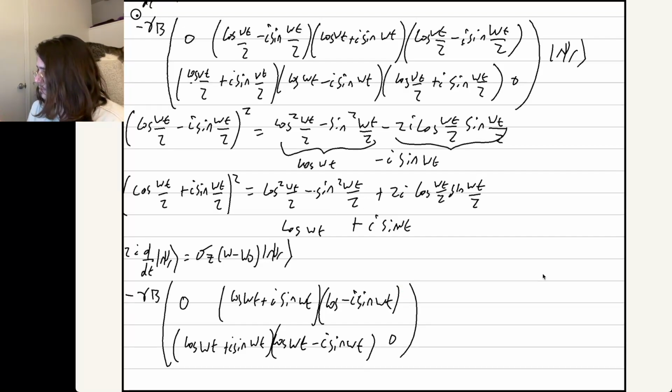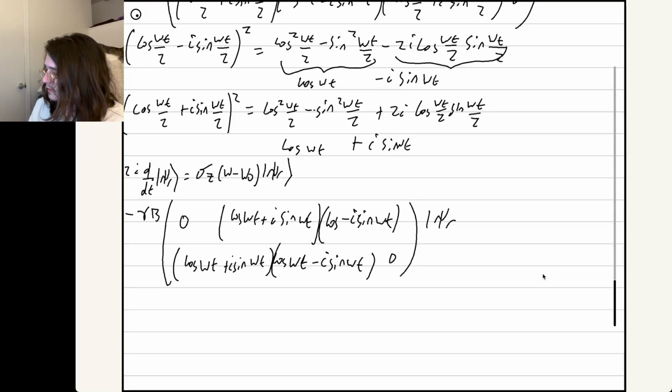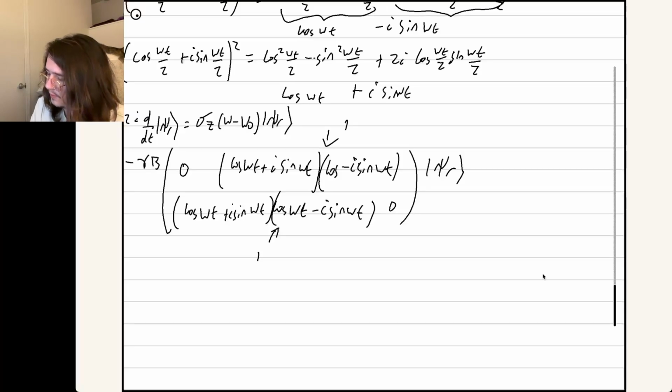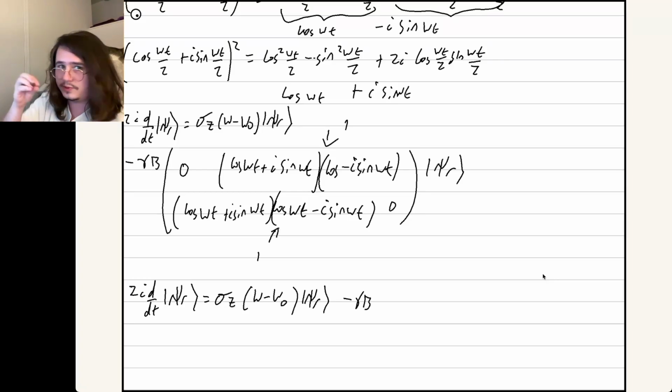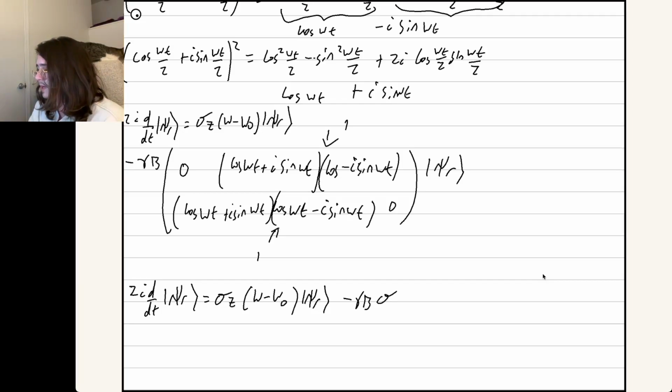And then the diagonal term is 0. Funnily enough, this evaluates to 1. This evaluates to 1. So we've now rewritten our Schrodinger equation as 2i d/dt psi r equals sigma z times omega minus omega naught psi r minus gamma b, and then 0, 1, 1, 0 is just sigma x, and that's acting on psi r. And that's pretty much your Schrodinger equation.